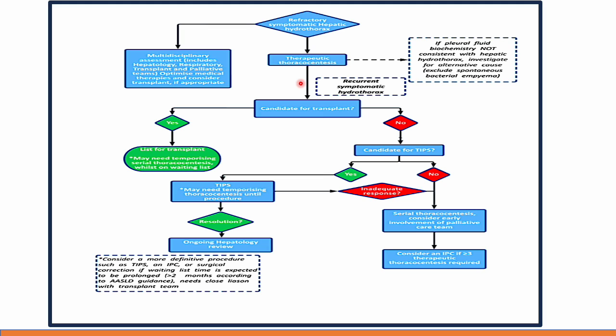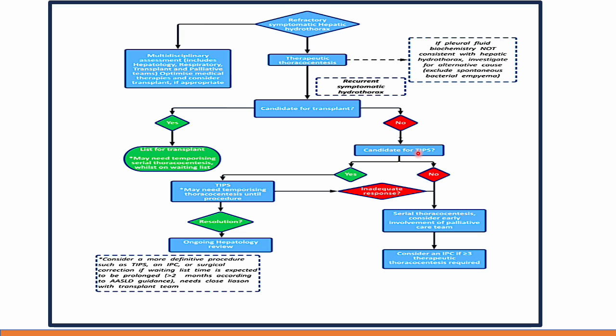If he is, list him for transplant, because that would be more definitive. But keep doing thoracentesis serially if needed. If he is not a candidate, but this is a disabling symptom, consider whether he's a candidate for TIPS. If he is a candidate for TIPS, again, you may need temporary thoracentesis until TIPS is done. See if it resolves and keep on reviewing him in hepatology.